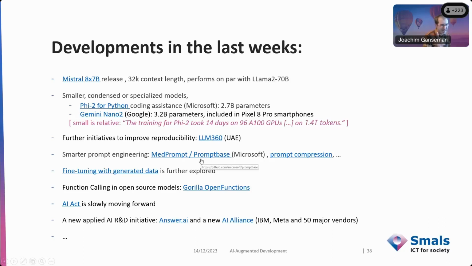Though I would be very careful with medical things in generative AI. There are new directions being researched, for example, prompt compression, fine-tuning with generated data, etc. The function calling that is now available in ChatGPT, for example, is also coming to open source projects through libraries such as Gorilla Open Functions. Others might exist already that I don't know of. The AI Act is moving forward, and there are several new institutes and alliances being formed. This is from the past 2 weeks.